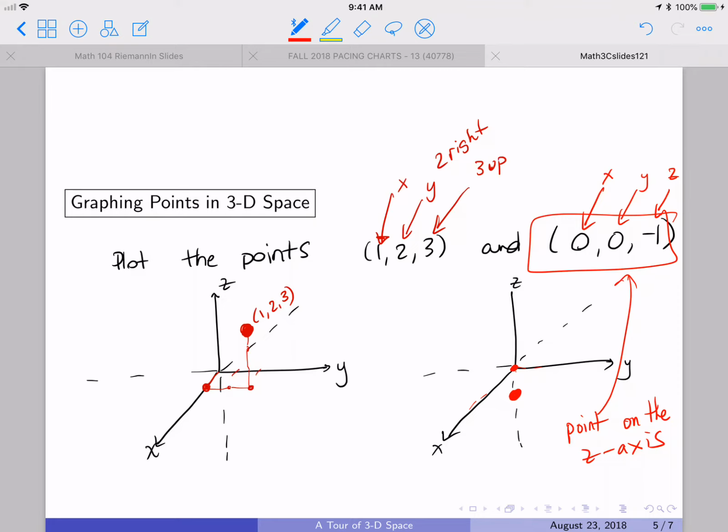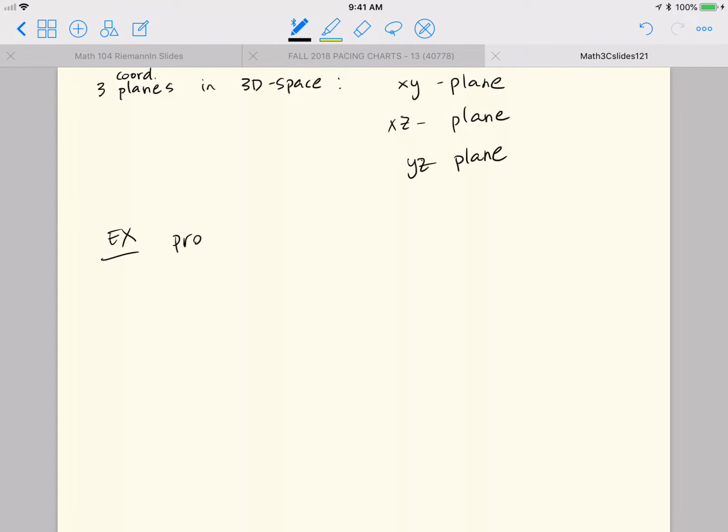Something that is important when graphing points in 3D space is to discuss the projection of the point onto the different planes. Remember, how many coordinate planes do we have? We have 3 coordinate planes in 3D space: the XY plane, the XZ plane, and the YZ plane. So let's do an example where we project our same point from before, (1, 2, 3), onto the XY plane.